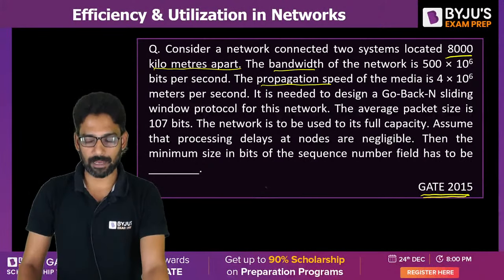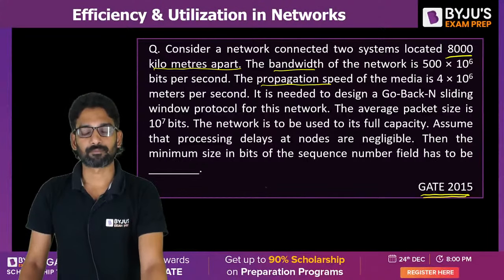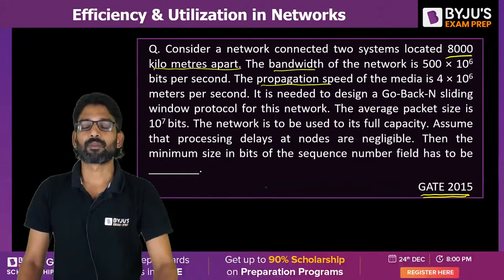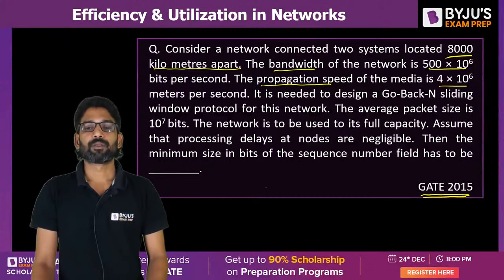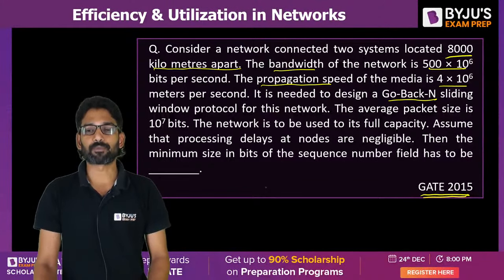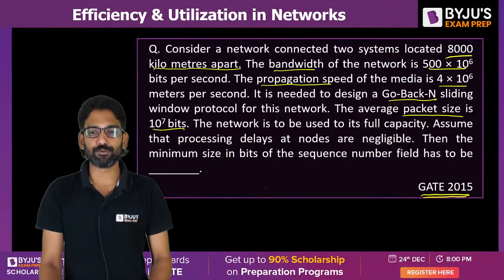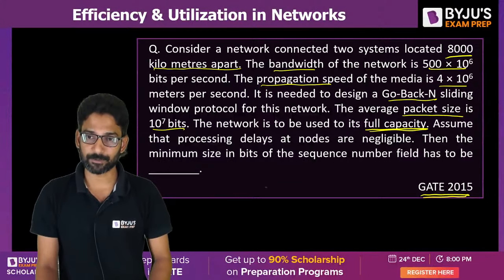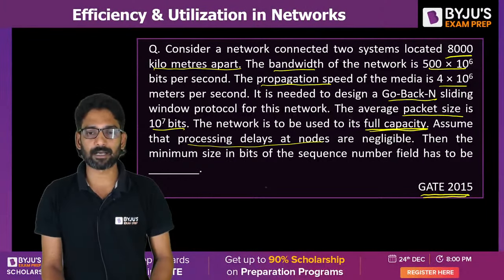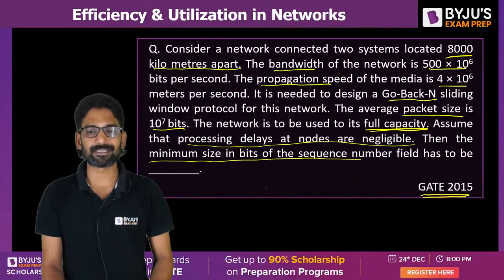And the average packet size is 10 power 7 bits. So bandwidth is given, speed is given, go back n protocol, average packet size is 10 power 7 bits, network to be used to its full capacity, that means utilization should be 100%, processing delays are negligible, then minimum size in bits of the sequence number field.